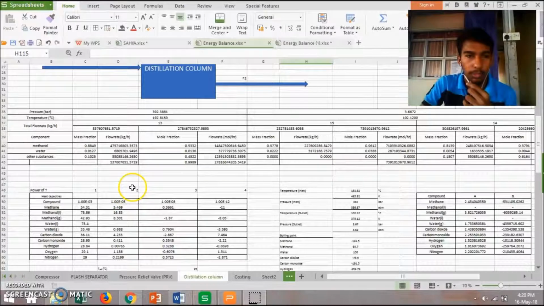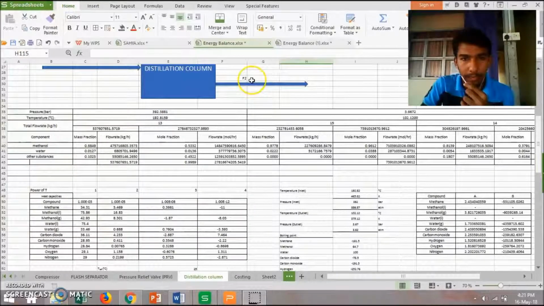So I'd like to continue from where I left off just now. As we have seen here, the components are methanol, water, and also other substances. The other substances are the soluble gases in the liquid, which we have seen in the flash separator. So we assume in this case that all the other substances, all the soluble gases, will be in the vapor phase later, which will go to the F3 stream.